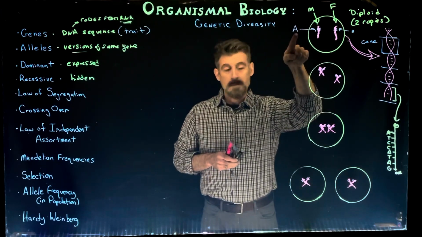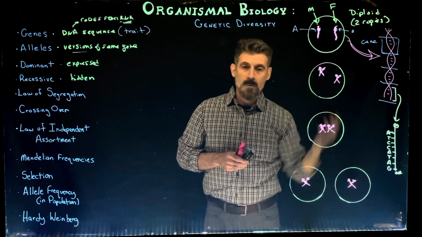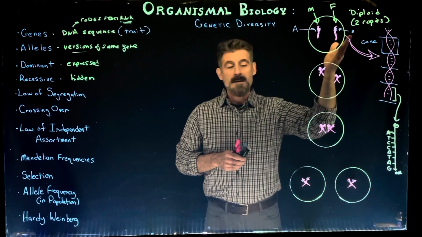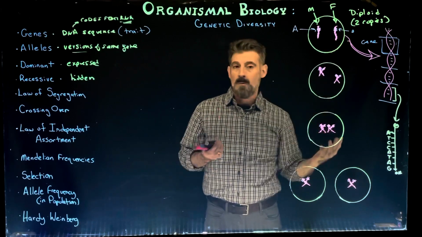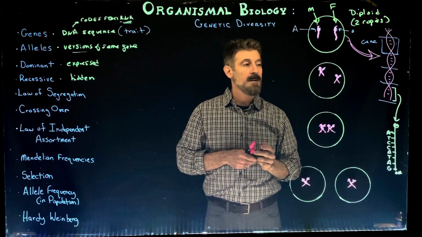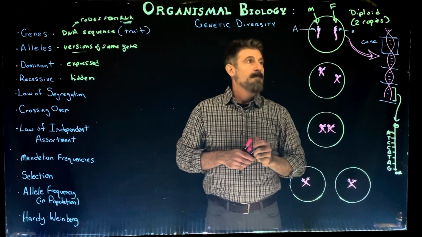Whatever trait that capital A codes for is the one that will be seen or expressed in that cell. The one that's coded for by the lowercase a won't be seen, it won't be expressed, it'll be hidden. Okay, that's the idea. So this is just some basic terms as we kind of get going.